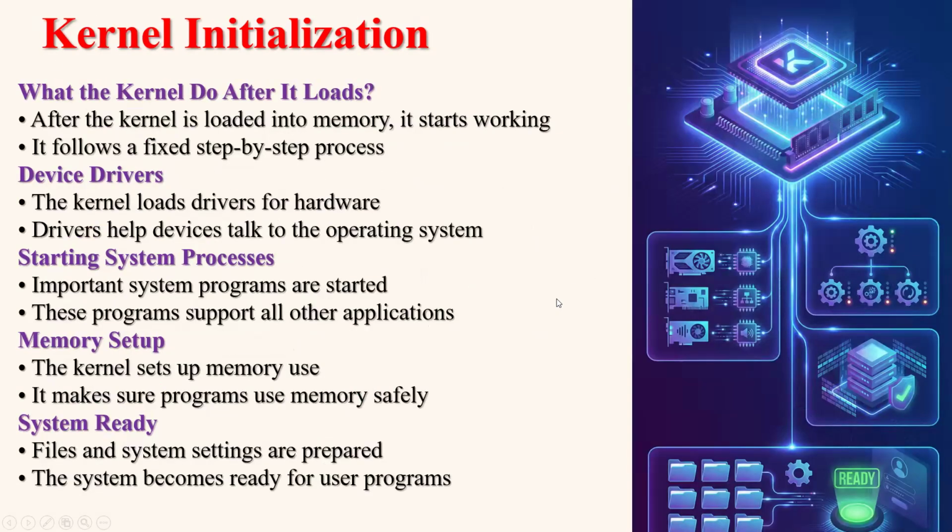Once the kernel is loaded in memory, it starts to do its work. It follows a fixed sequence of steps. First, it loads the device drivers. Drivers allow the hardware to communicate with the system. Next, it starts important system processes. And these processes support all other applications. Then it sets up the memory usage. It ensures that programs use memory safely. Finally, the system files and settings are prepared. At this stage, the system is ready for user programs. And this marks the end of the boot process. The computer is now fully awake and ready to do the work.